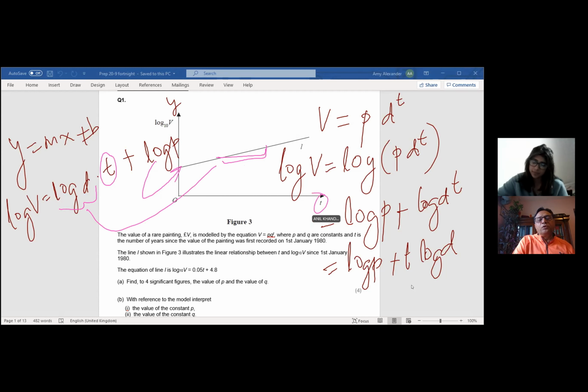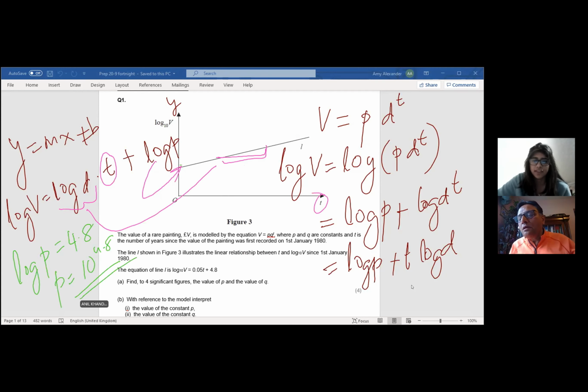So that point was 4.8, correct? So directly also, I can now interpret this. Log to the base 10 of p is 4.8, correct? From that equation, p equals 10 to the power of 4.8. Do you see we got the same result?